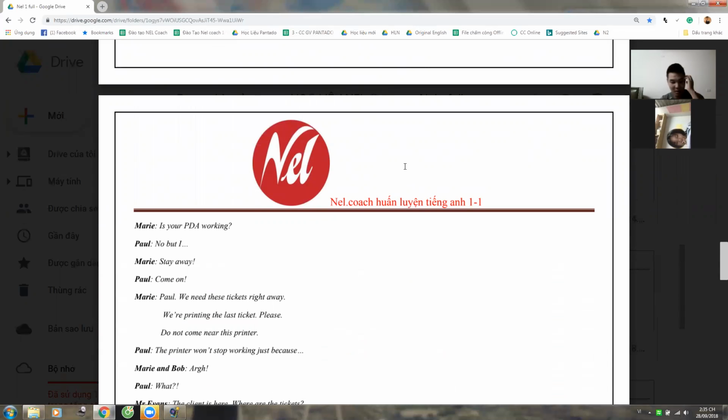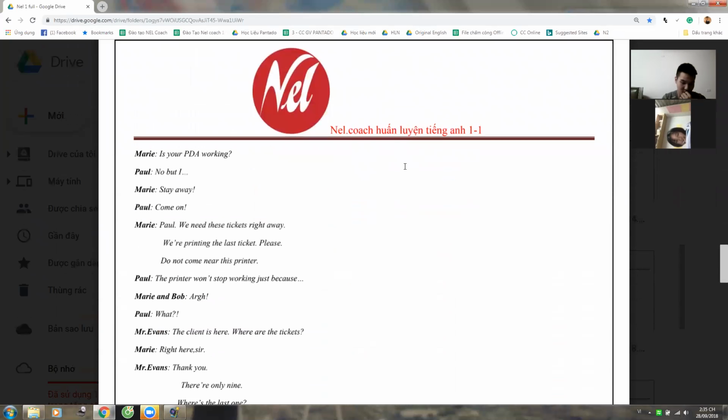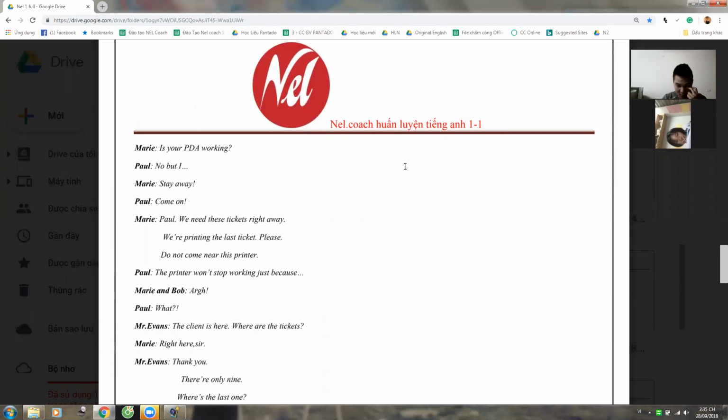Is your PDA working? No, but I... Stay away. Come on, Paul, we need these tickets right away. We are printing the last tickets, please. Do not come near this printer. The printer won't stop working just because... What? The client is here. Where are the tickets? Right here, sir. Thank you.